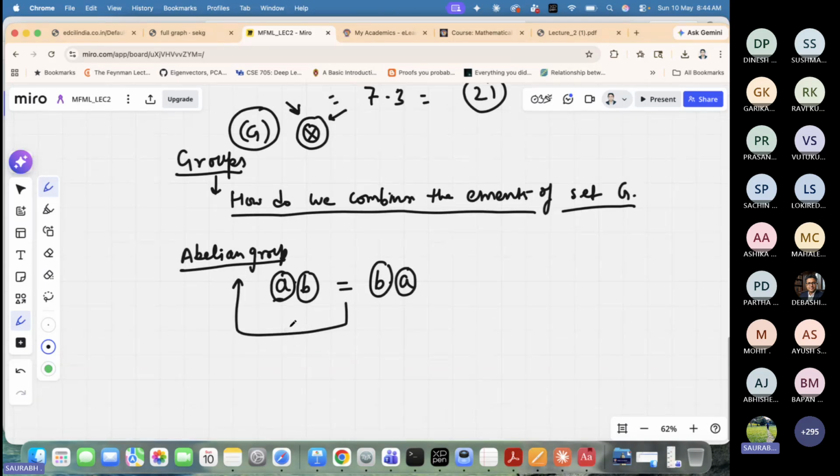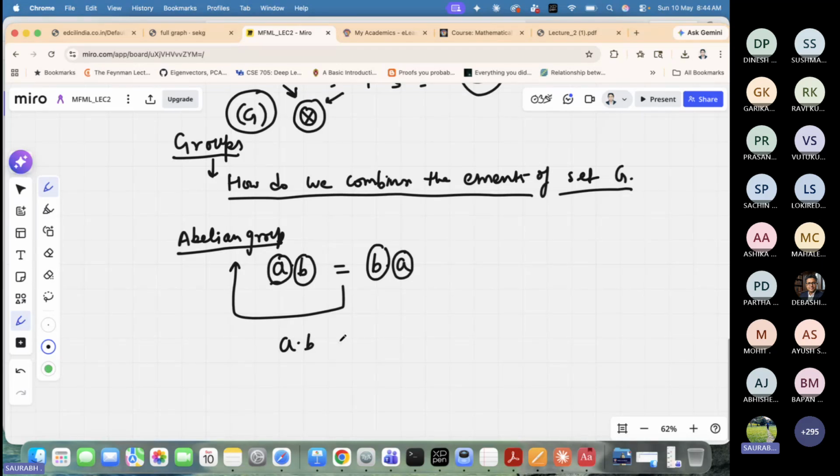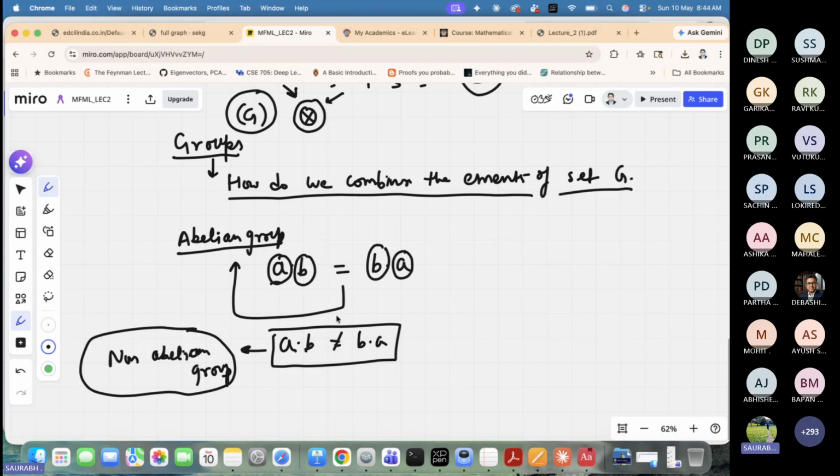But if the combination of A with B, for a set, is not equal to B with A, then you call that set, with the operation that you're doing, basically a multiplication operation in the set, a non-abelian group. And do you know any of those groups which actually has this property intact? Do you know anything of this sort?